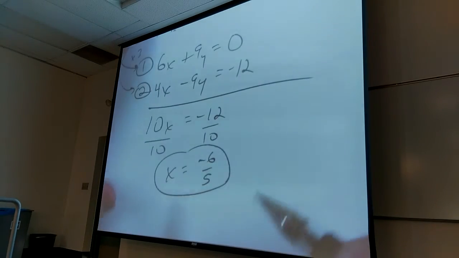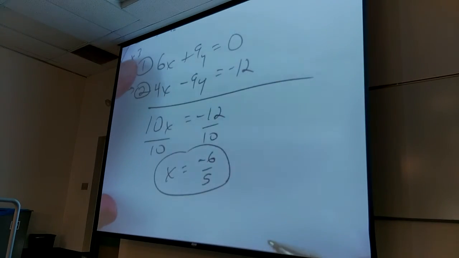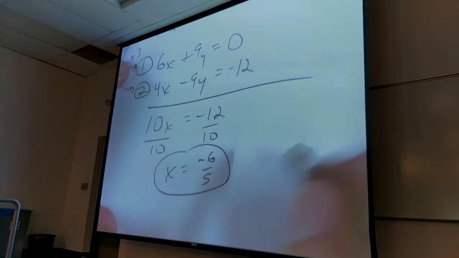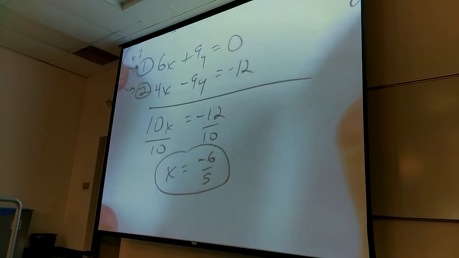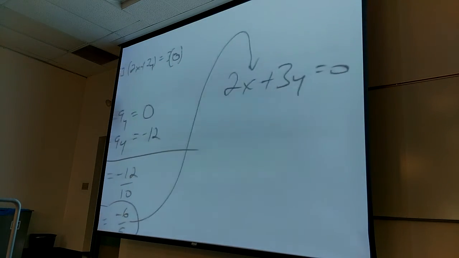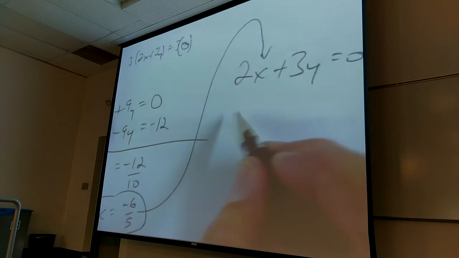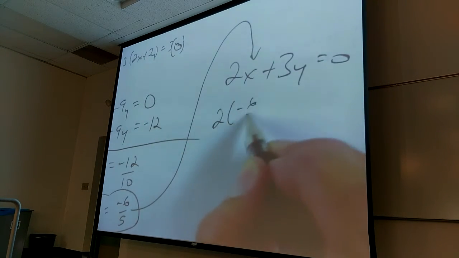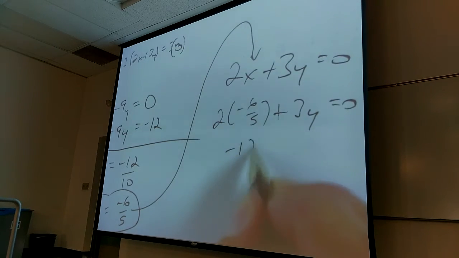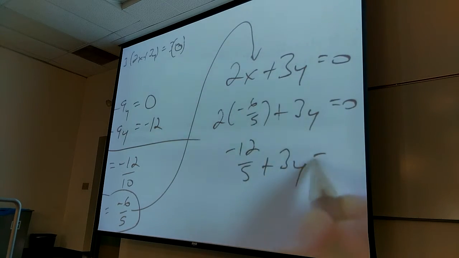Okay. So now, how do I get y? Plug it back in. I'm going to use the one that's equal to 0. So we got 2x plus 3y equals 0. So now I can use this information in here. So x is negative 6/5. So twice negative 6/5 plus 3y equals 0. I get negative 12/5 plus 3y equals 0.